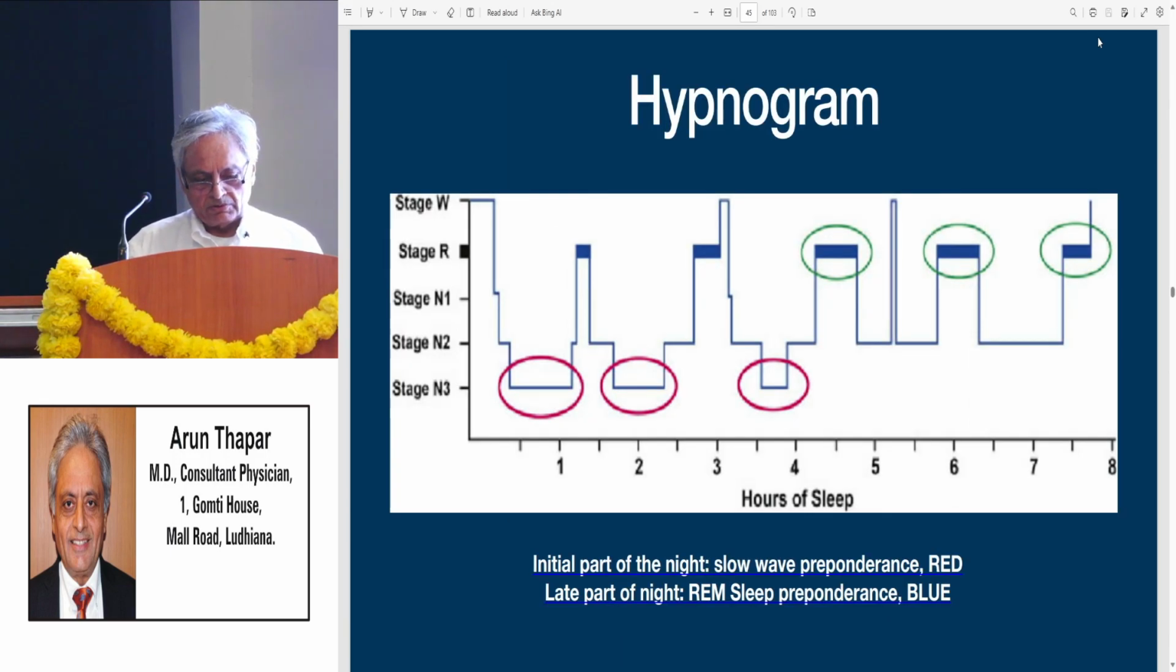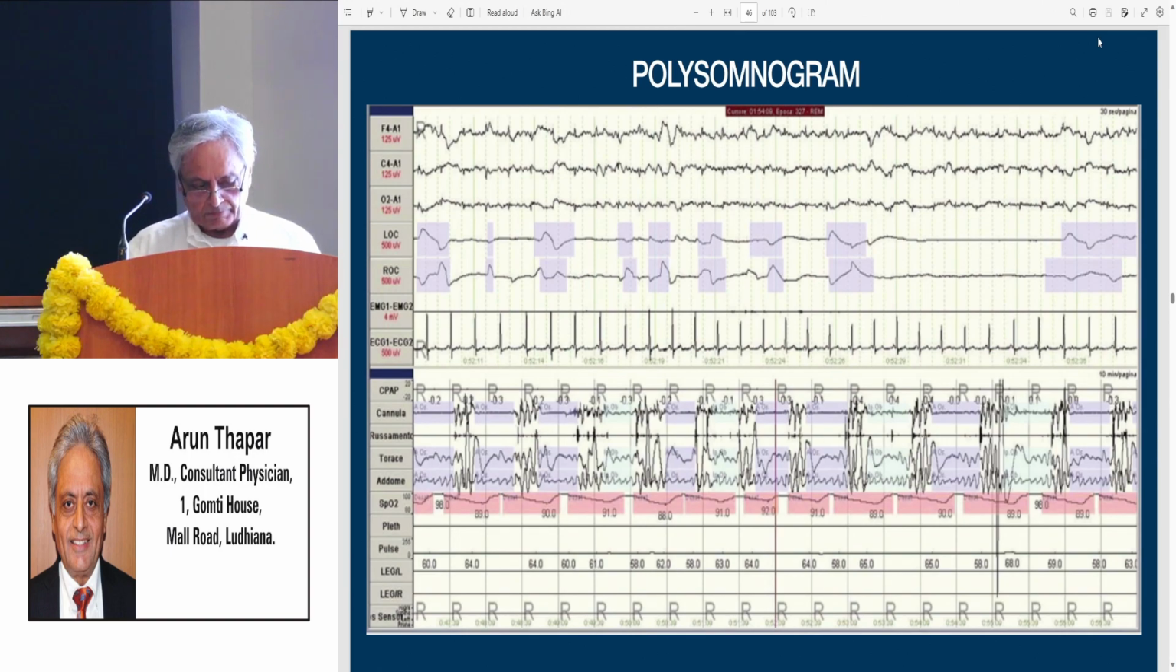Again, I'm trying to show something on the hypnogram. In the initial part of the night, you can see the red circles. Slow wave preponderance is there, which is circled red, and the green circles show the REM sleep, which is there in the later part of the night, circled green, or the blue bars.